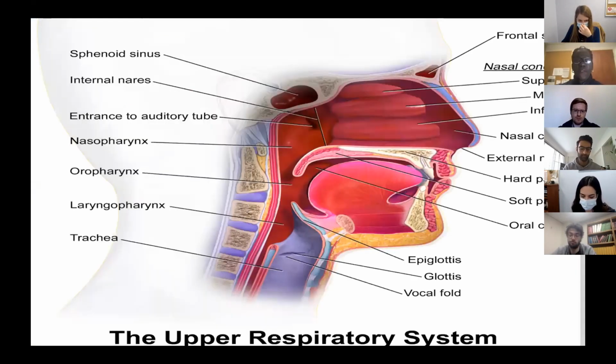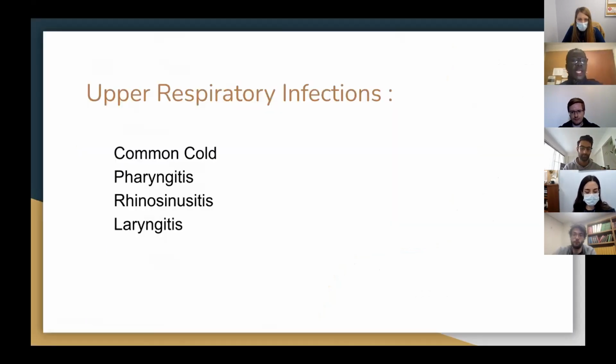So let's start off with the anatomy so that we all know where we're from. The upper respiratory tract consists of the mouth, the nasal cavity, down the pharynx, all the way to the true vocal cord. So from here, all the way to this line, that is the extent of the upper respiratory tract. When you think about the infections of the upper respiratory tract, that's what we are talking about. And the upper respiratory tract infections are the common cold, pharyngitis, rhinosinusitis, and laryngitis.